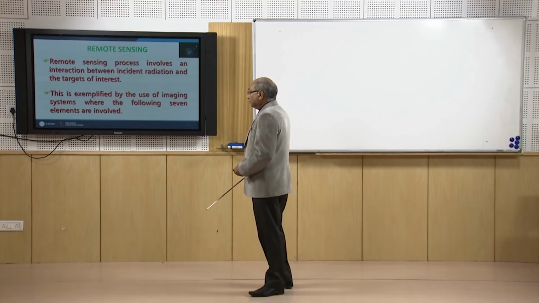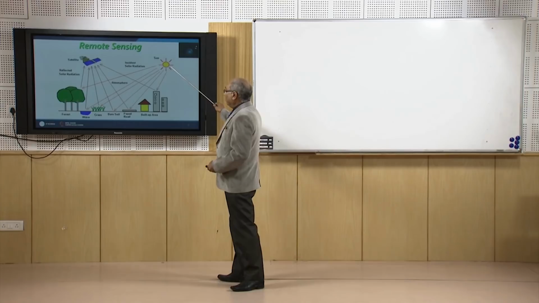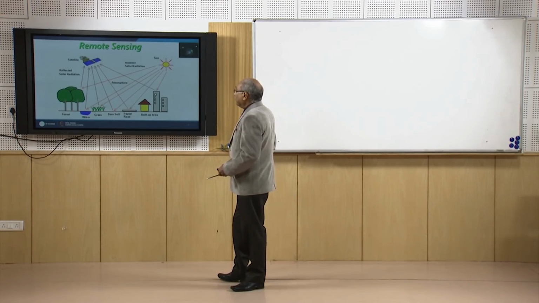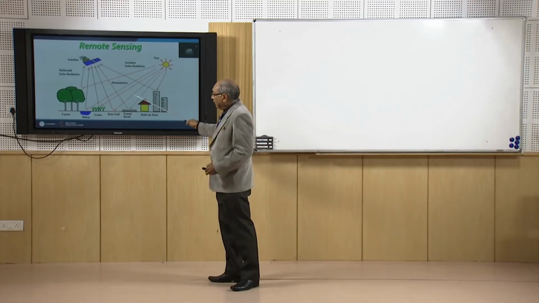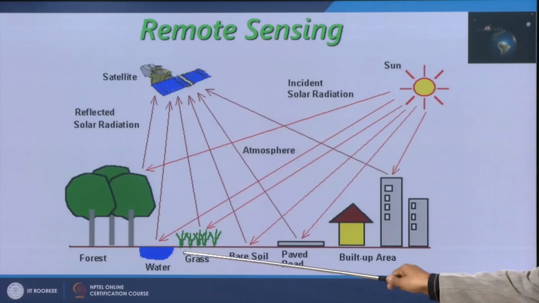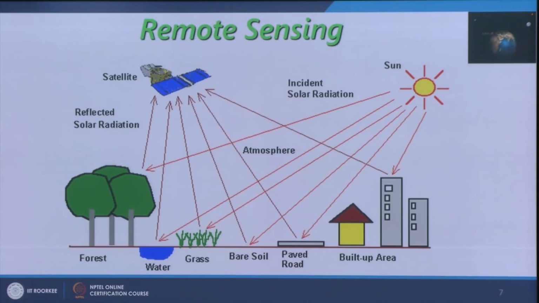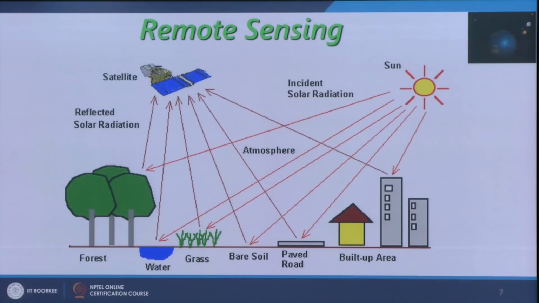Now as you can see, for this reflected or passive remote sensing, we require a source of energy, which is the sun, and one satellite is shown. The energy of the sun has to travel through the atmosphere. It reaches different types of objects present on the earth, starting from buildings, maybe not very high ones, then roads, bare soils, grass, water bodies, forest, and different types of objects.